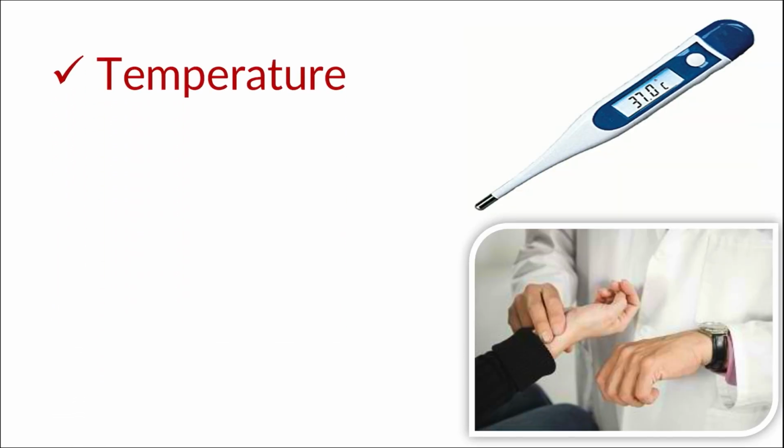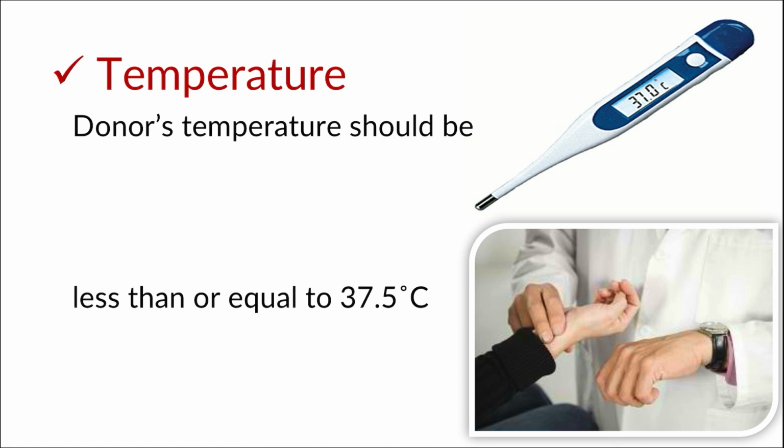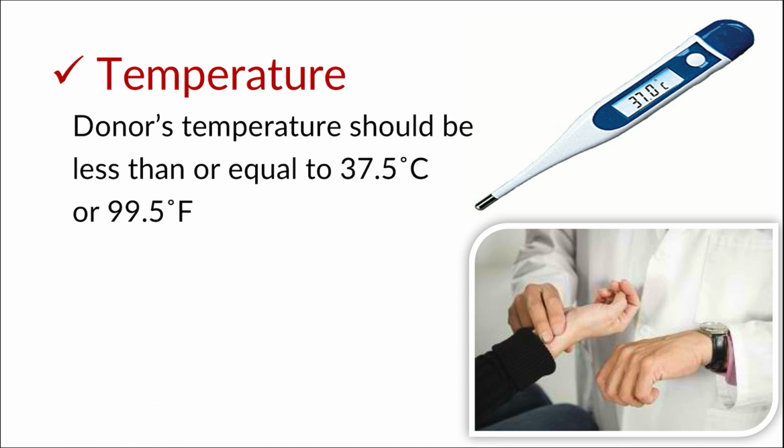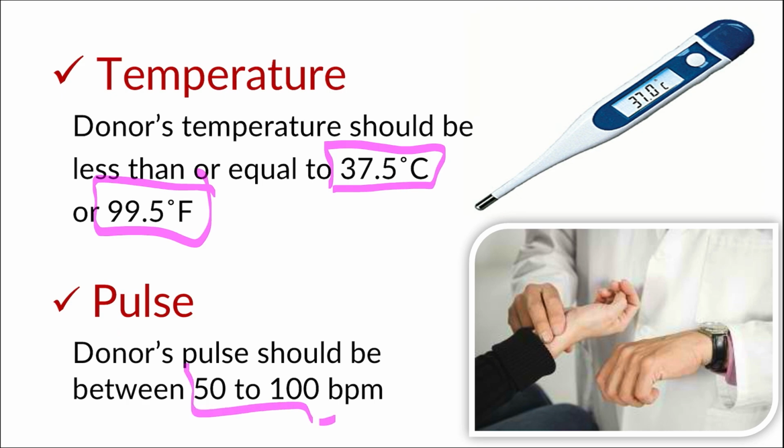Okay? Next one, how about the temperature? The temperature, of course, should be less than or equal to 37.5 degrees Celsius or 99.5 degrees Fahrenheit. So 37.5 degrees Celsius or 99.5 degrees Fahrenheit. How about the pulse? The pulse should be 50 to 100 beats per minute. So you have to touch the radial area of the donor, and then time it for 1 minute. And then, of course, the pulse rate must be between 50 to 100.